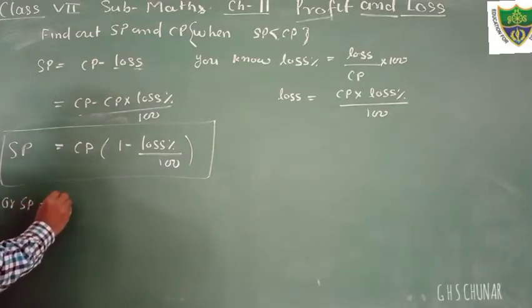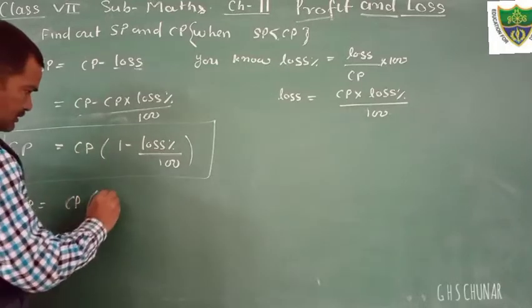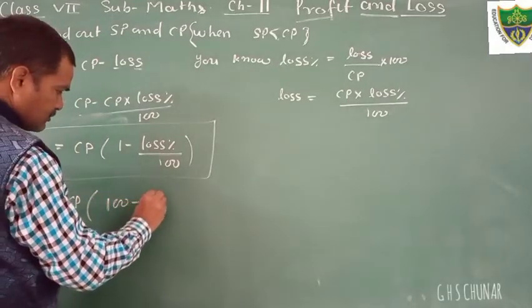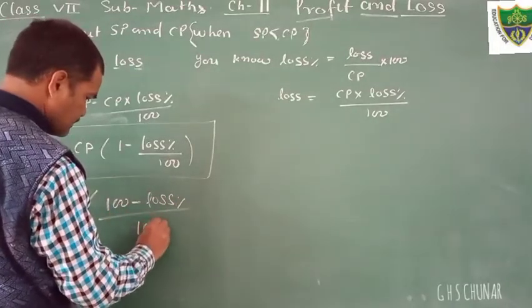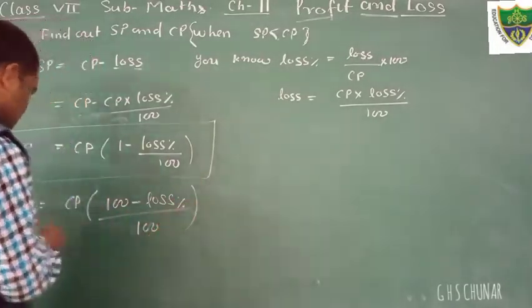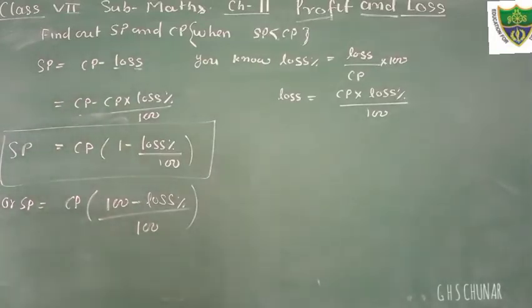Or SP is equal to CP into 100 minus loss percent, whole upon 100. This is also a formula to find out the SP when loss percent and CP are given.